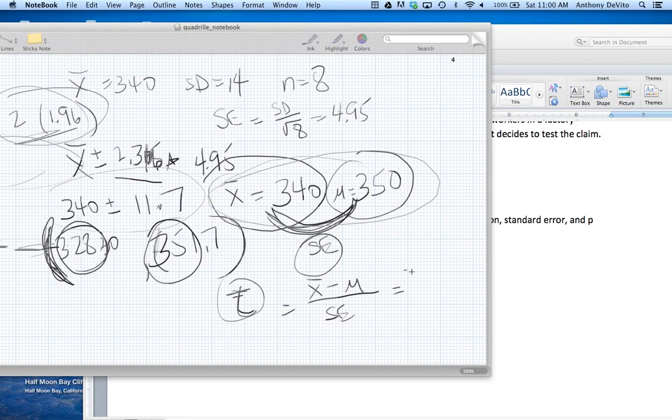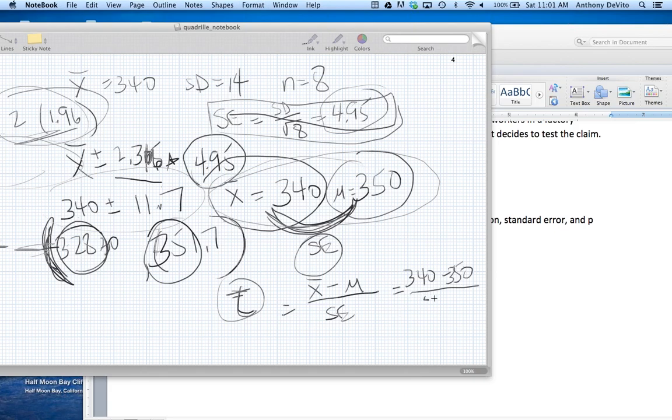So what is this? This is going to be 340 minus 350. Don't get thrown off by the negative number. It doesn't matter. This is turning up on the left side of the distribution instead of the right, but that doesn't matter. We're just concerned about how far apart they are, over the standard error. What did we calculate the standard error to be for this again? The standard error was 4.95. Here's the calculation. That's the standard error that we calculated, 4.95.